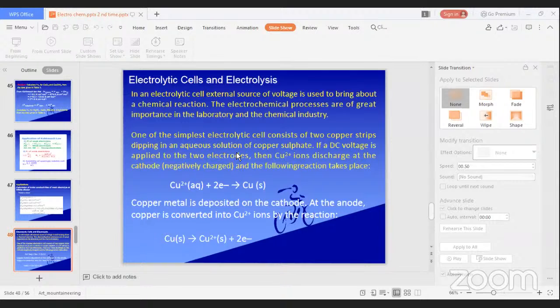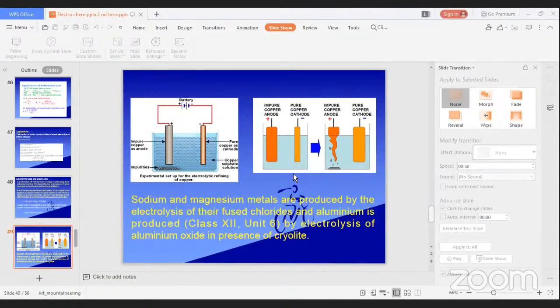So the best example for electrolysis is this one. Here we take one cathode and one anode, connected to a battery. We take pure copper as the cathode and impure copper as the anode. The corresponding solution we take is copper sulfate solution. Then, when connected to the battery, the electrolysis process takes place.